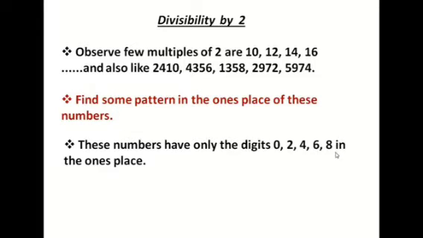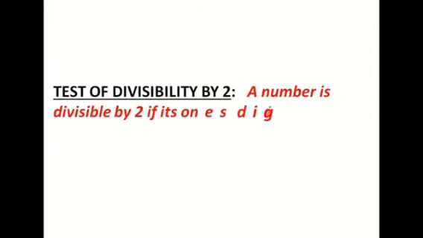Okay? Why am I talking about this? Because this will help you to find out the rule for divisibility by 2. So the test of divisibility by 2 is: a number is divisible by 2 if its ones place or ones digit is 0, 2, 4, 6 or 8. I am repeating one more time. If a number has its ones digit as 0, 2, 4, 6 or 8, the number will be divisible by 2.